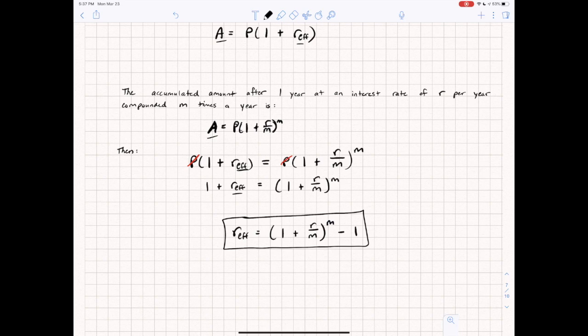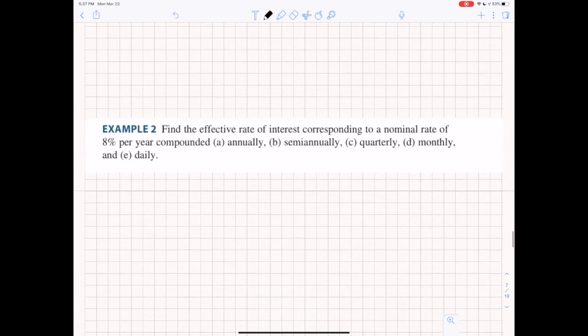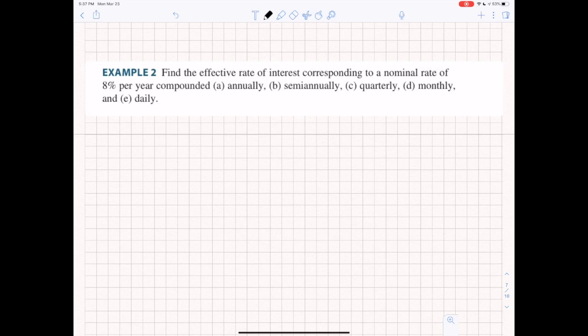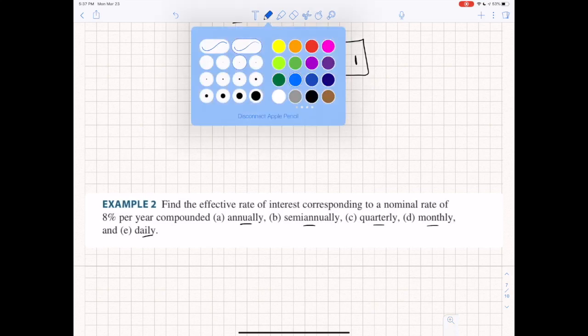So I've got 3 different examples to go through and look at, essentially using this formula. The first one is a lot of plugging and chugging, so get ready with your calculator. Find the effective rate of interest corresponding to a nominal rate of 8% per year, but that annual 8% is being compounded annually, semi-annually, quarterly, monthly, and daily. So see if you can use this formula to calculate the effective rate, and then I'll show the work.